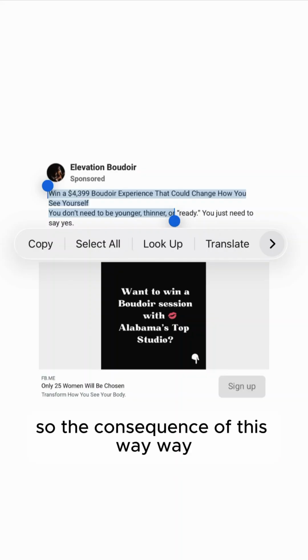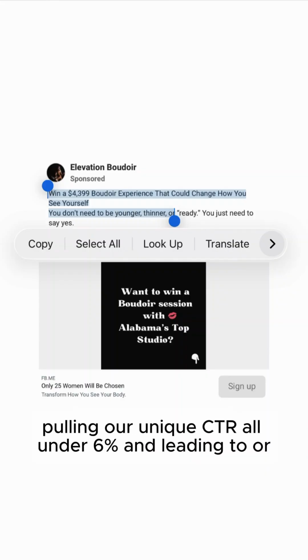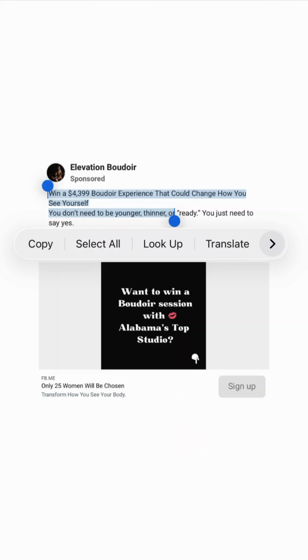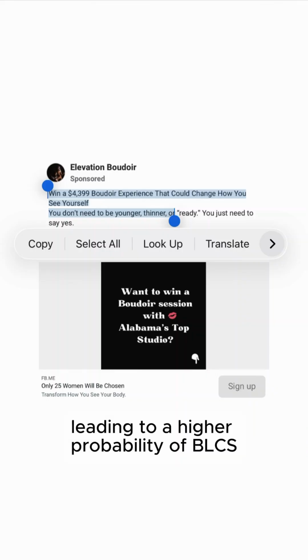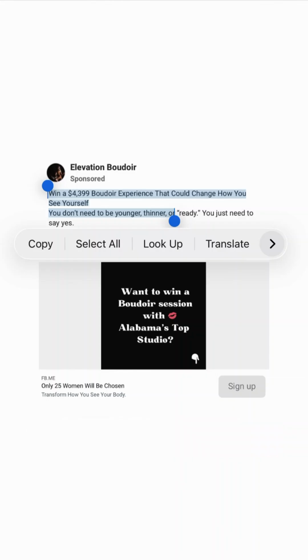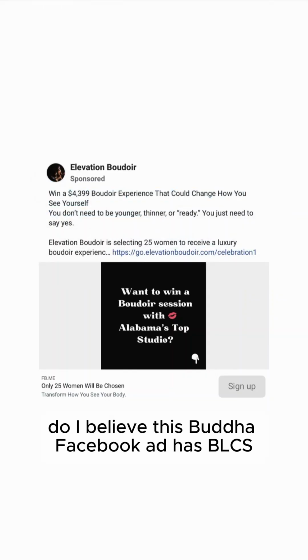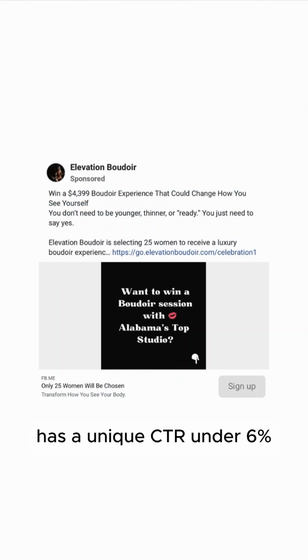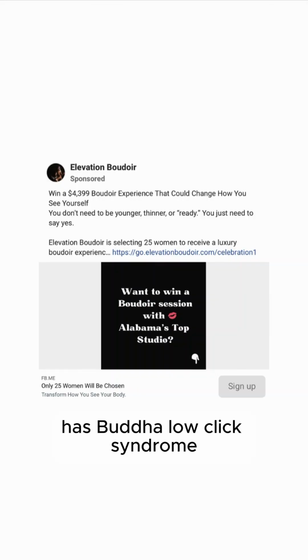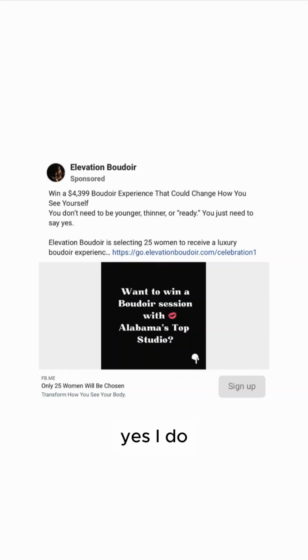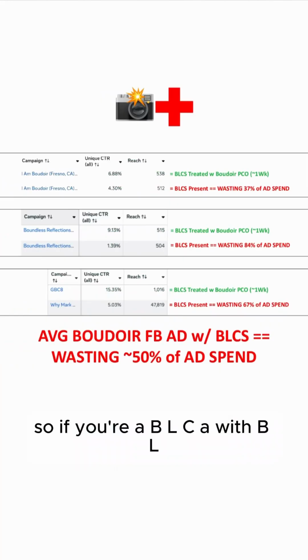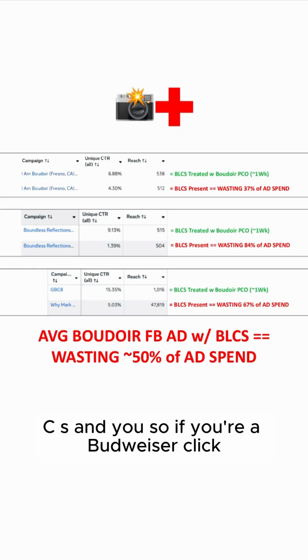So the consequence of this is that way more women are going to be scrolling by our Boudoir Facebook ad than necessary, pulling our unique CTR under 6% and leading to a higher probability of BLCS, Boudoir low click syndrome. Now, looking at everything all together, do I believe this Boudoir Facebook ad has BLCS, has a unique CTR under 6%, has Boudoir low click syndrome? Yes, I do.